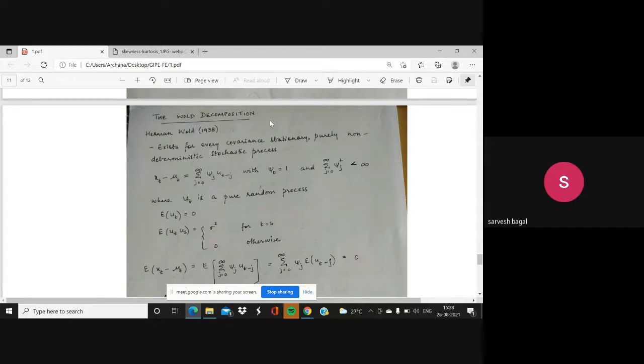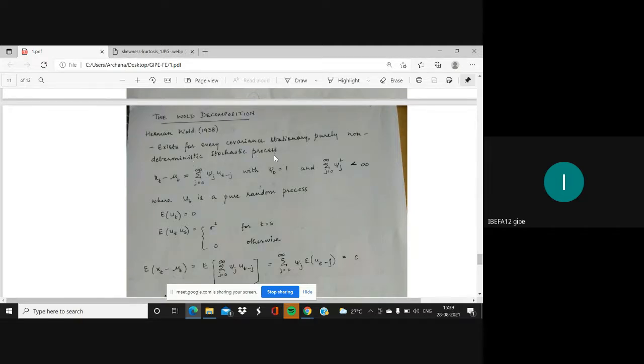Okay. Now for the Wold decomposition: generally any stationary time series has a certain linear representation, a general representation, and this representation is called the Wold decomposition. It was proposed by Hermann Wold, who interestingly came up with it while working on his PhD thesis. This decomposition exists for every covariance stationary, purely non-deterministic stochastic process.